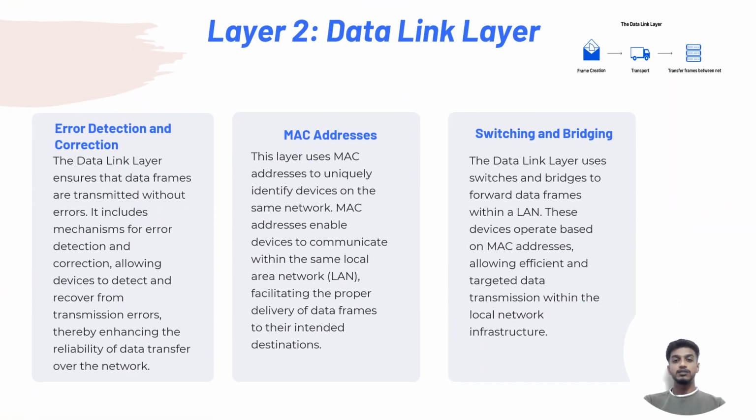Next, we are going to discuss the second layer, that is the data link layer, error detection and correction. The data link layer ensures that the data frames are transmitted without any errors. It includes a mechanism of error detection and correction, allowing the devices to detect and recover from transmission errors, thereby enhancing the reliability of data transfer over the network.